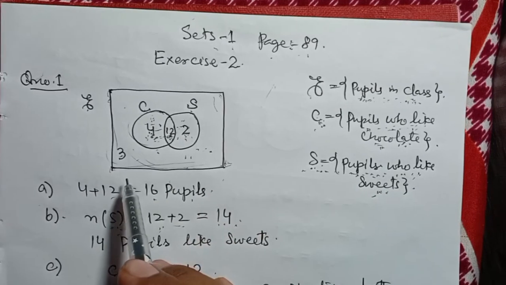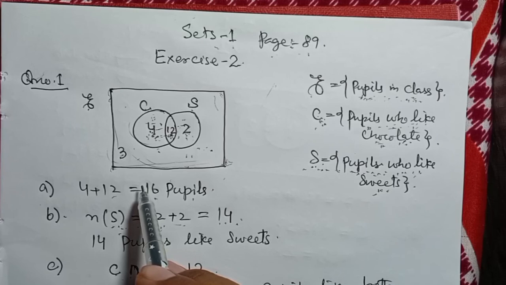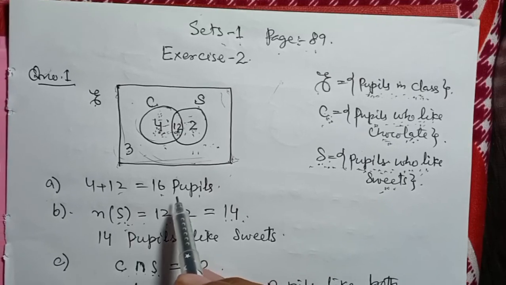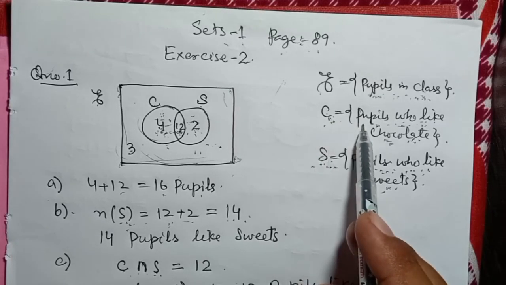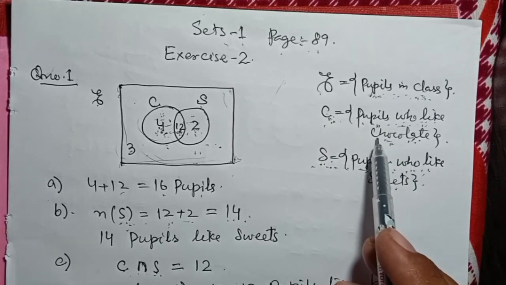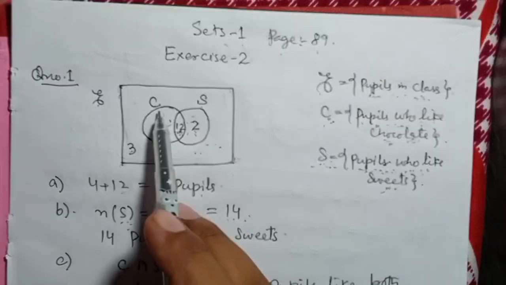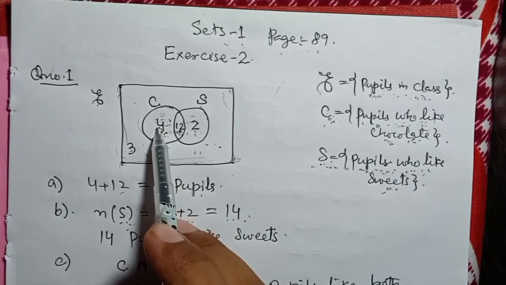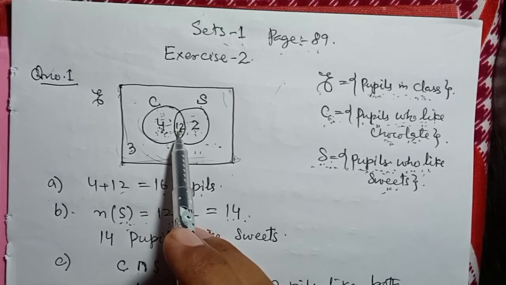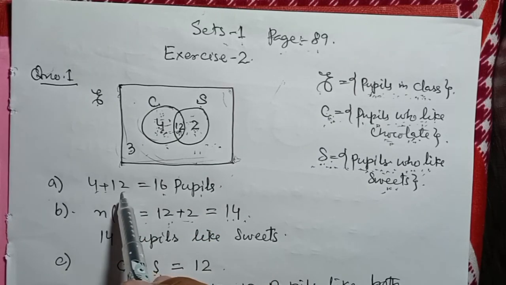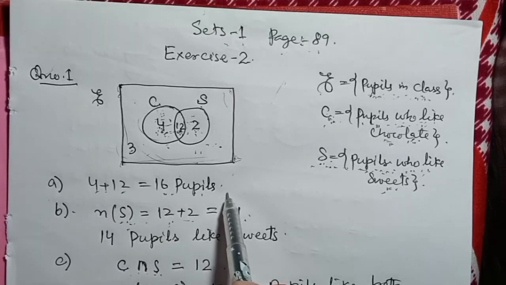Now the first part of the question is, how many pupils like chocolate? This is very easy. C is the set that is representing pupils who like chocolate. From the diagram we can see in set C there are 4 and 12, so we have to add 4 plus 12, that is 16 pupils. That is the answer.